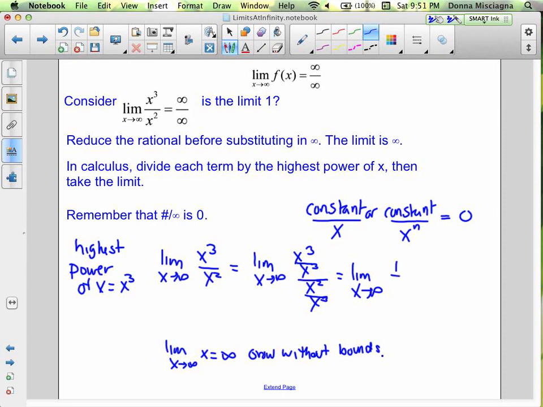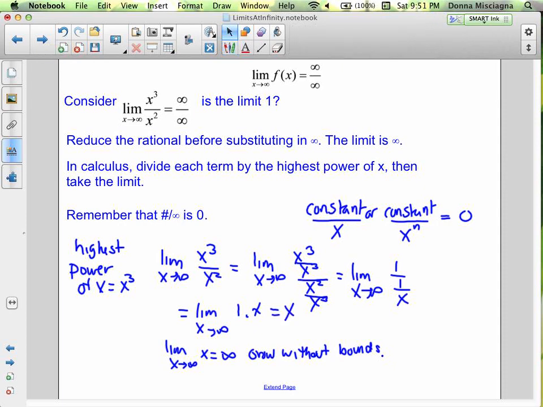So 1 divided by 1 over x. And now we can simplify that. So that's going to be the limit as x approaches infinity of 1 times, and we take the reciprocal, so 1 divided by 1 over x is the same as 1 times x. And now I can drop the word limit because we're done calculating. It's x. So the limit as x approaches infinity of x, that's infinity, right? That grows without bounds. So this particular function will grow without bounds.